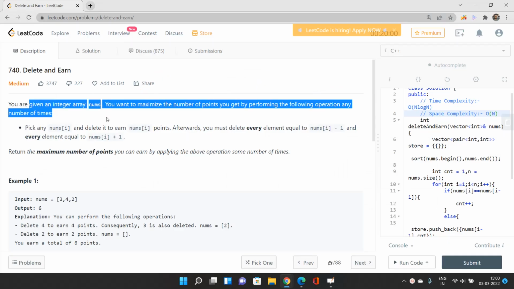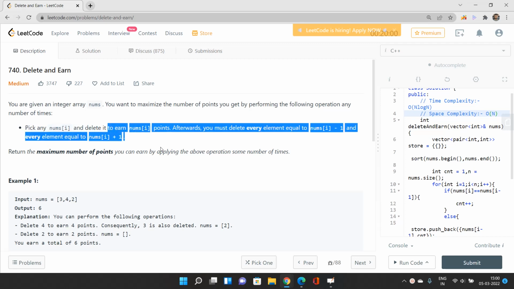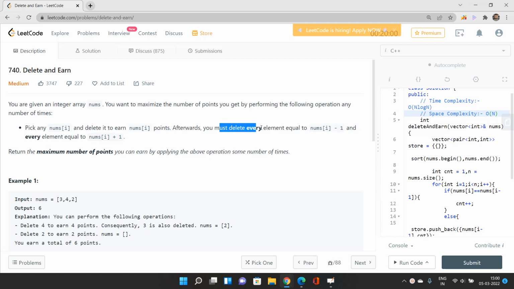We'll be given an integer array nums and we want to maximize the number of points we get by performing the following operation any number of times. Pick any number nums[i] and delete it to earn nums[i] points. Afterwards you must delete every element equal to nums[i] - 1 and nums[i] + 1.